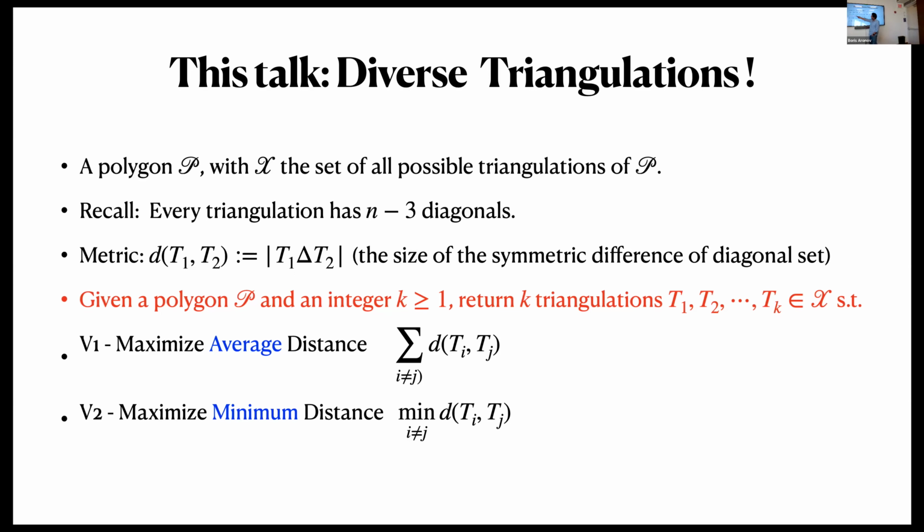So the distance between two triangulations T1 and T2 is the size of the symmetric difference. For me, a triangulation is just the set of its diagonals, so this is the symmetric difference of two sets. This is my definition of the distance between two triangulations. And now the problem is simply, given a polygon and an integer K, find K triangulations that either maximize the average distance, where I've hidden the constant, or the minimum distance. So hopefully the problem makes sense.